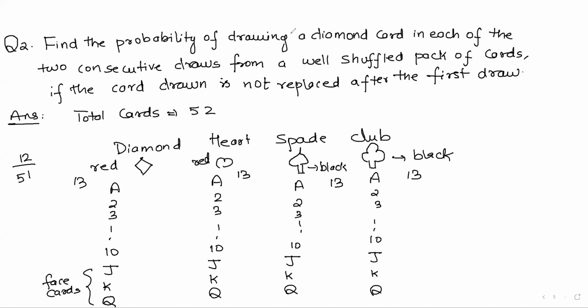All of you, please check here. Find the probability of drawing a diamond card in each of the two consecutive draws. So A, I will write the short form. First diamond is A, second diamond is B. Now what is PA? Total diamonds we have 13. From this we are selecting one. Total cards 52C1. So it is 1 by 4. It is correct. Now we are finding PB by A.